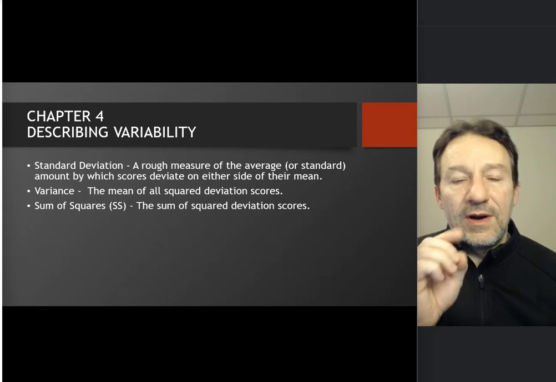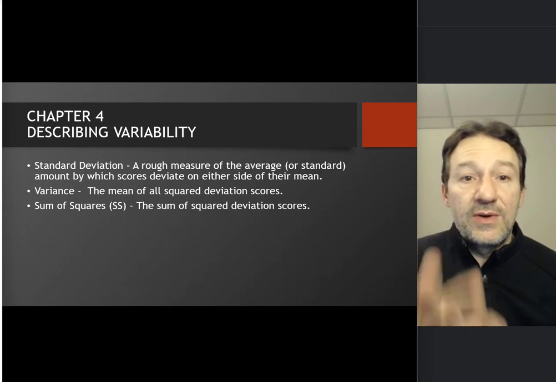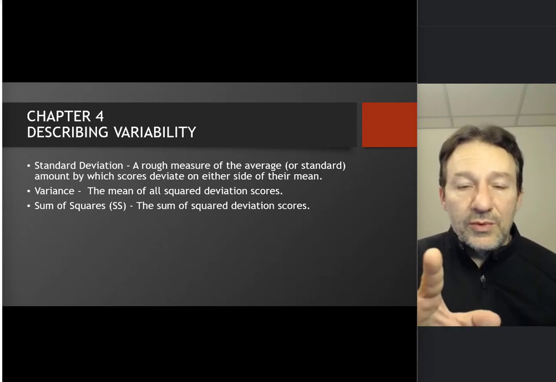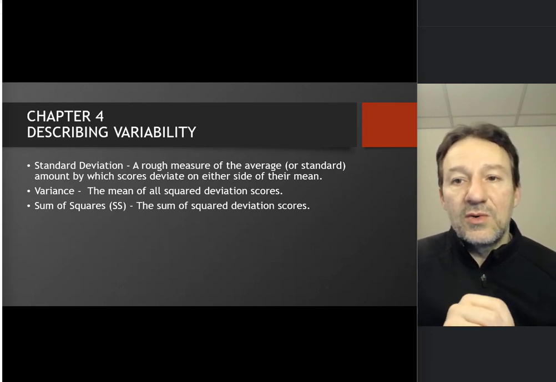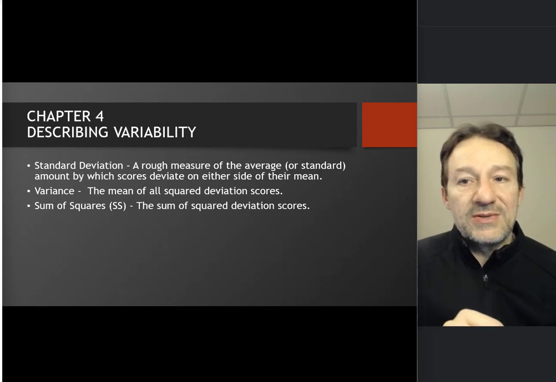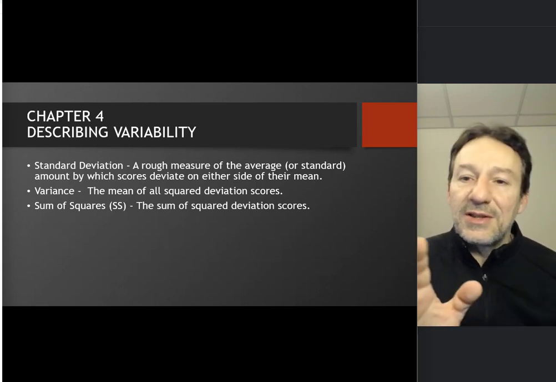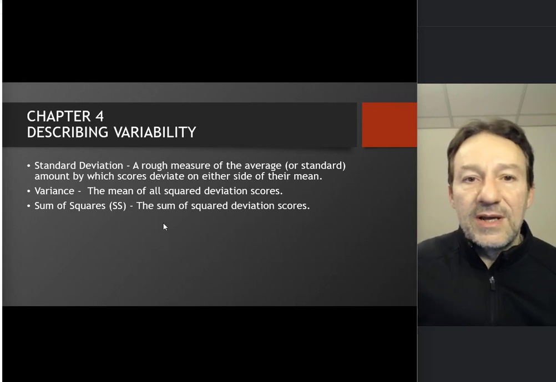We're going to have to get the variance, and we're going to have to get the sum of squares. And I do have the definitions here. We'll go through it. The variance is the mean of all squared deviation scores, and the sum of squares is the sum of the squared deviation scores. I know that's a lot of words, but it'll make sense as we go through here. The variance, the mean of the summed deviation scores.